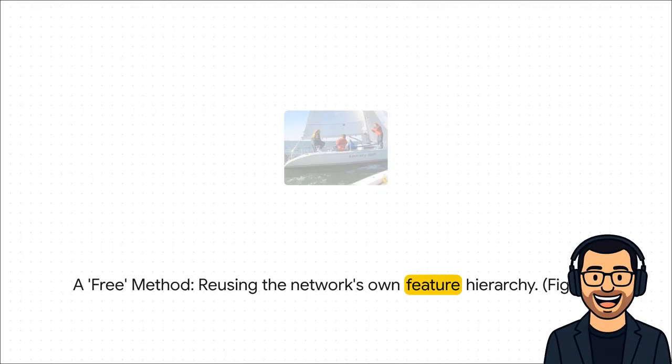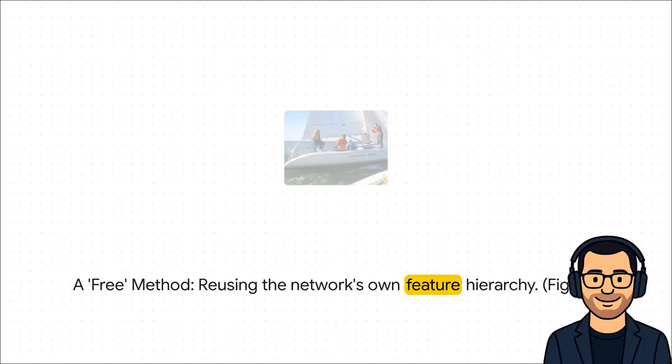Then someone had a really clever thought. A network already creates features at different scales as it processes an image, right? So why not just use all of them? It sounds like you're getting them for free. Models like the Single Shot Detector, or SSD, tried this. But there was a catch.